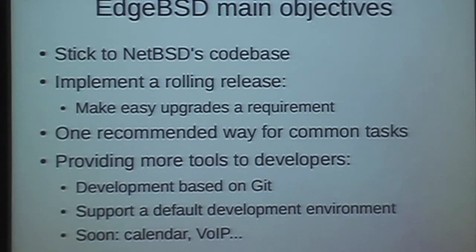As Guillaume mentioned, we are trying to implement a rolling release because it simply makes upgrades easy. As I mentioned, it's probably good to have one recommended way for common tasks. You can always leave the choice, but I believe it's always better to have one recommended way for doing anything. Then you can just tell the user to do that. And then after a while, if they learn that maybe they prefer something else, they can just do it. But at least they have a direction.